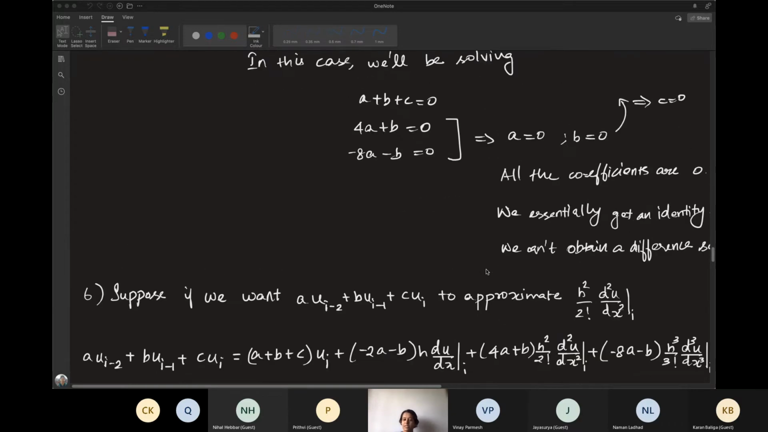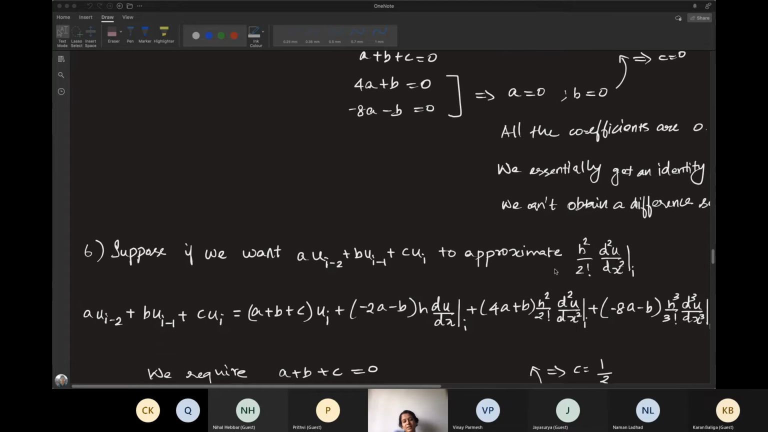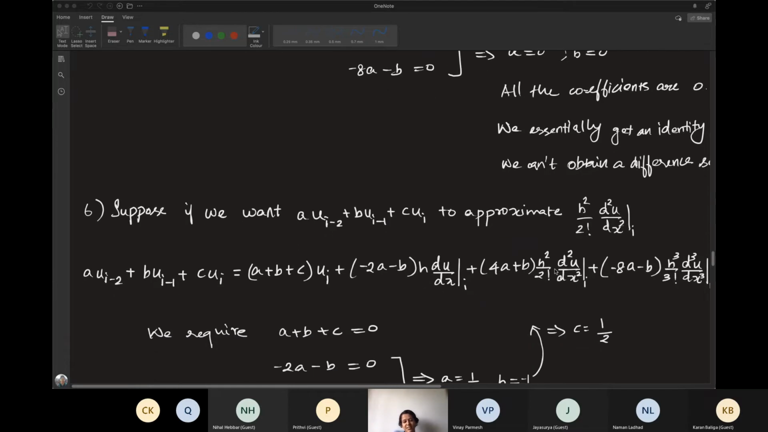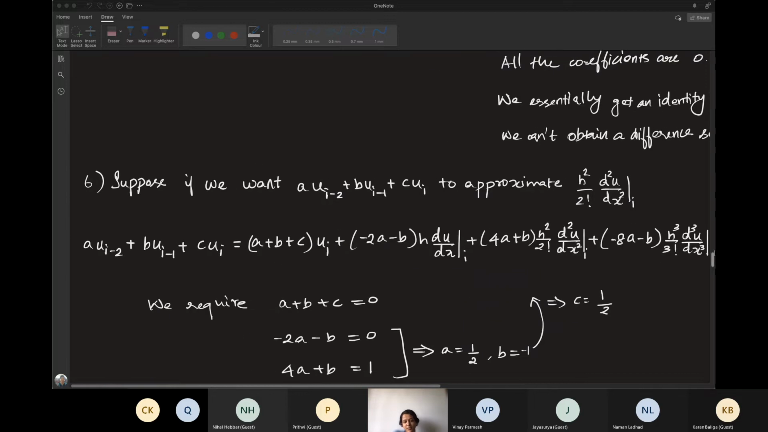So now, as of now, we have seen approximating du by dx by using the same stencil points u_i minus 2, u_i and u_i minus 1. Now suppose we want to approximate d squared u by dx squared, that is h squared by 2 factorial d squared u by dx squared, then what is going to happen? In that case, you have a big expression. Okay, it's not a big expression at all, it's the same old expression.